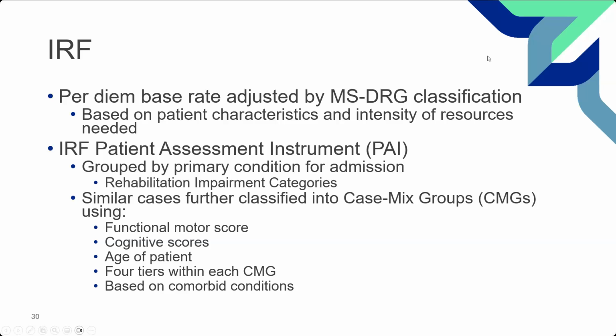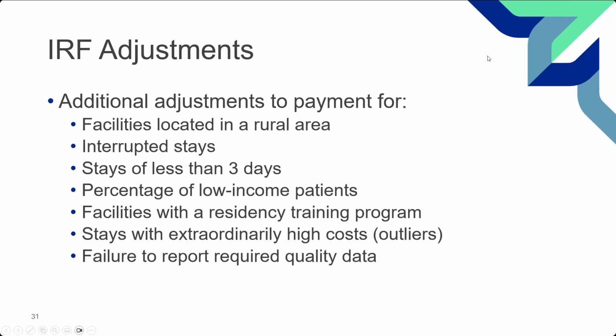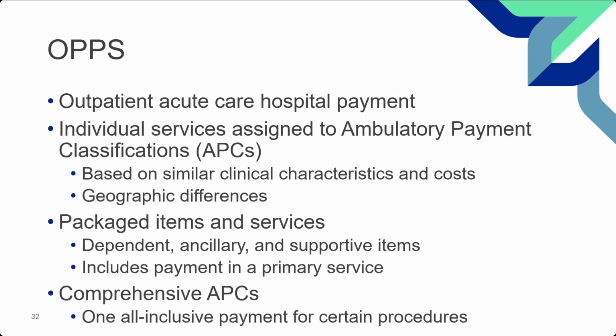Well, again, pretty standard adjustments: rural adjustment. If there's an interrupted stay, why? Less than 3 days. In other words, they thought they were going to be there, but they actually stayed for a very short period of time. Again, there's a percentage of low-income patients, residency training, and stays with extraordinarily high costs. Again, we call those our outliers, and all of these different types will have that. And then again, you get a negative adjustment if you don't report your quality measures. That's inpatient rehab facilities.